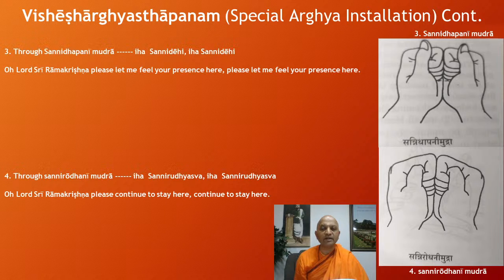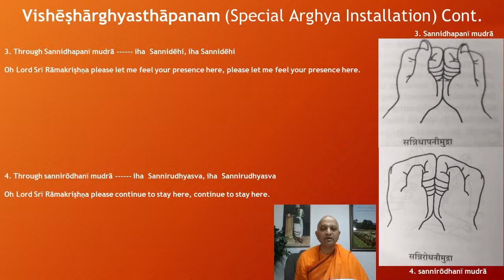What is the mantra we have to utter here? Iha Sannidhehi, Iha Sannidhehi. We have made a mistake in writing it. It should be D-H-E, Sannidhehi, not D-E. That is the pronunciation. Though it is written in a wrong way there, we can correct it while chanting. Sanni, S-A-N-N-I, D-H-E-H-I. Iha, that is here, Sannidhehi.